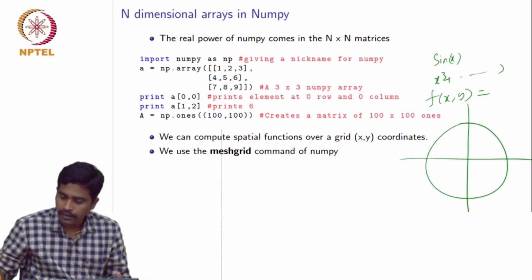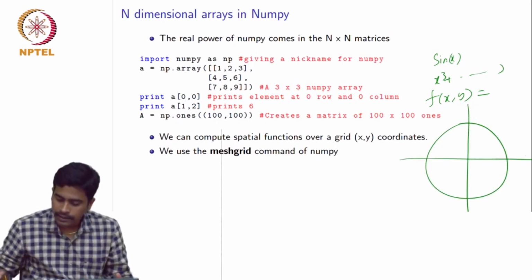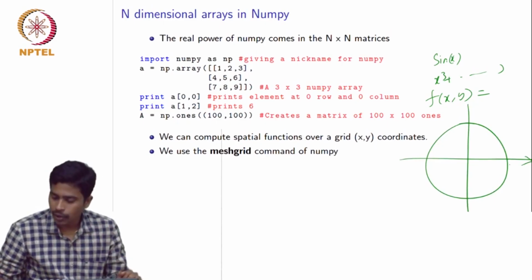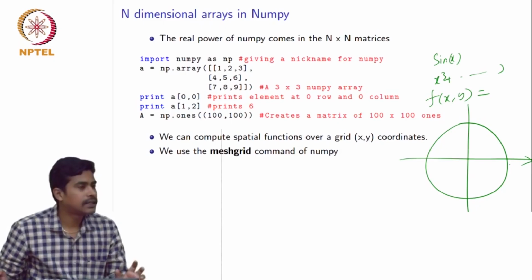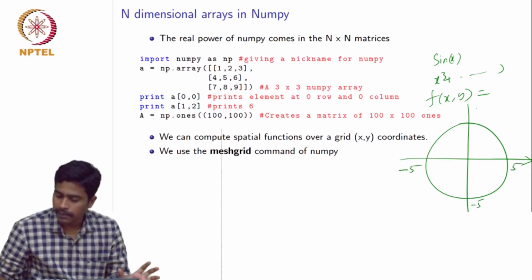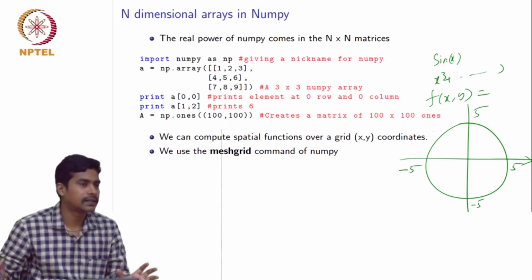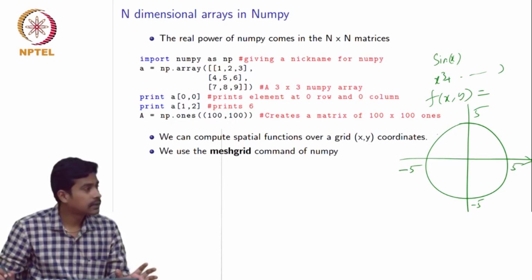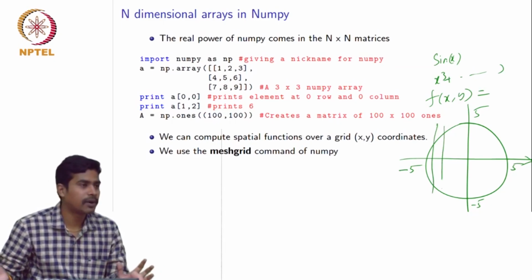So let me draw a lens for you, and this is the coordinate system. Let us say your lens is some 10 centimeters in diameter, so this is going to be minus 5, minus 5, and 5. This is the coordinate system of the lens. You can sample this coordinate space into as many points as you want.